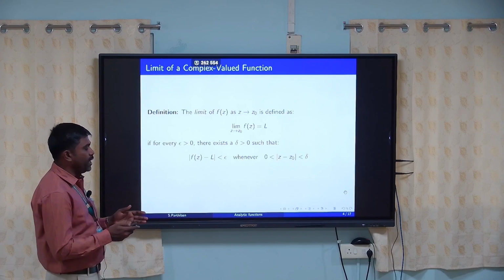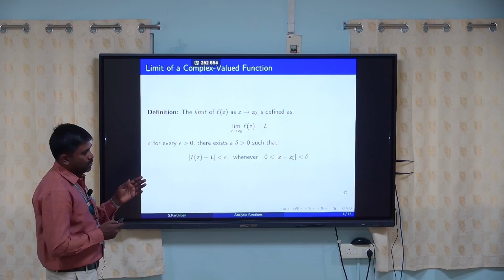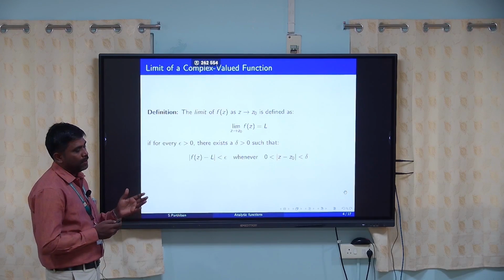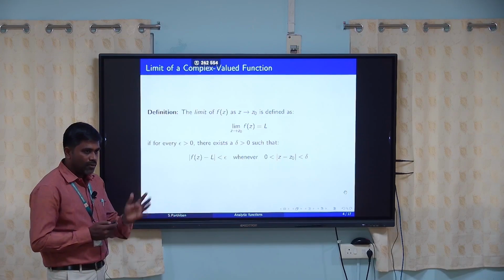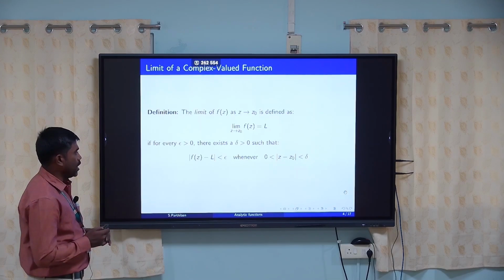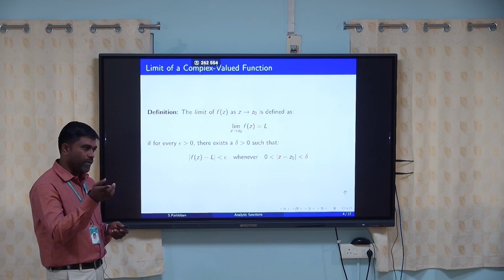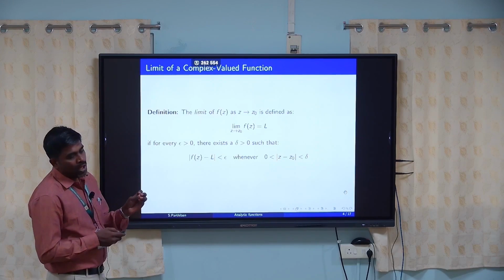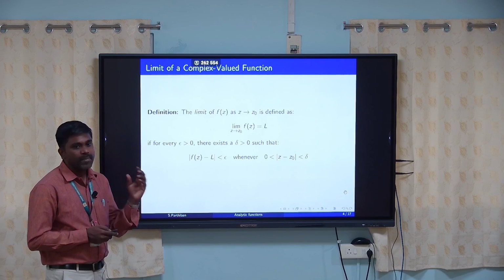There is a difference between a real variable and a complex variable. In the real variable, the ways of approaching z tends to z naught are two, one from the left and one from the right. In the complex variable, there are infinite number of ways, for example, coming from 360 degrees. The limit value should be the same as z approaches z naught from any direction.